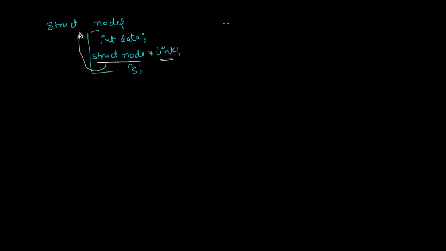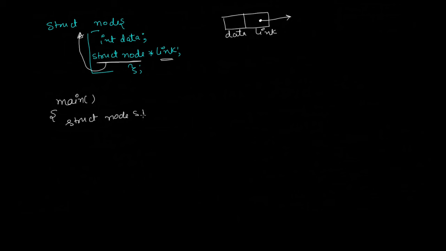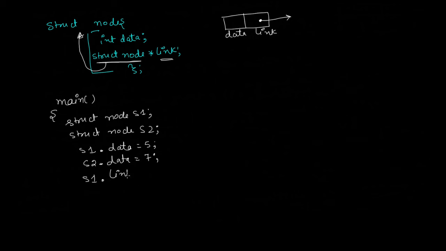And if you view it visually, it is something like this. This is the structure node where we have a data part and then a link part, and this link part is going to store an address of some other structure of this same type. Okay, now you can write a program like this: main, struct node s1, then struct node s2, and then s1 dot data is equal to 5, and then s2 dot data is equal to 7, and then s1 dot link is equal to address of s2. Okay, and then s2 dot link is equal to null.